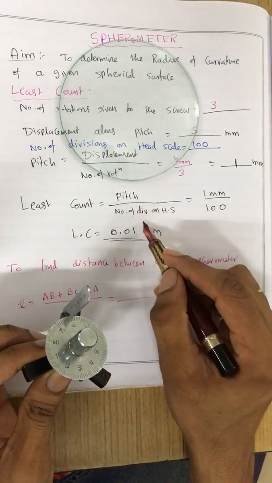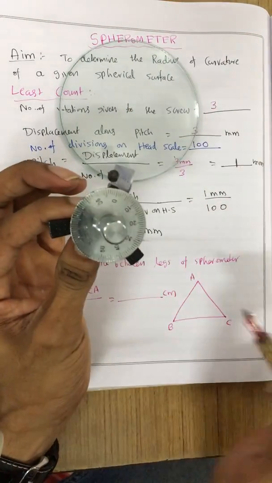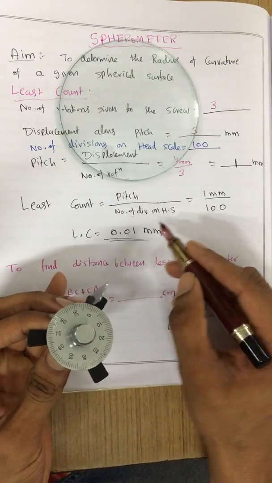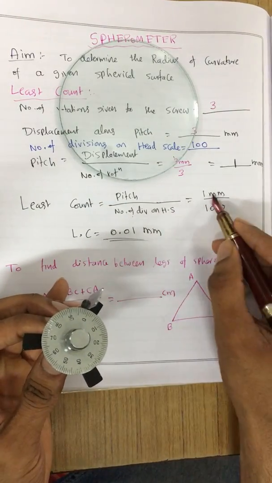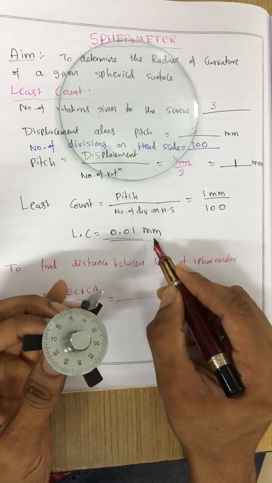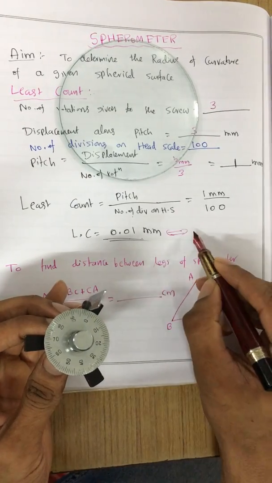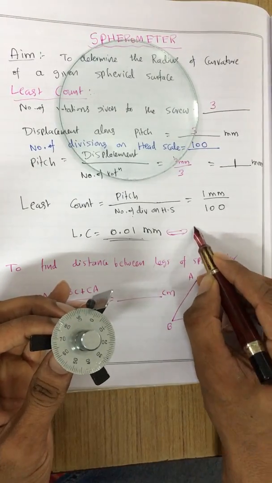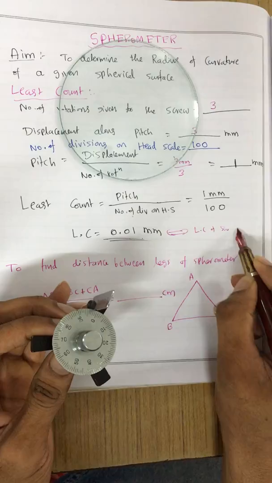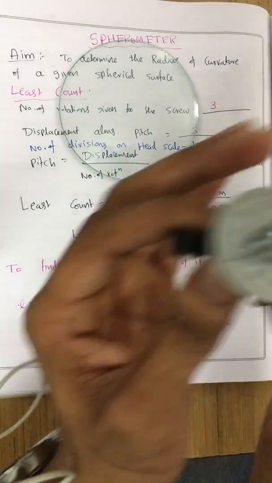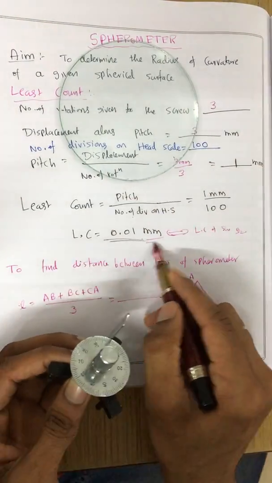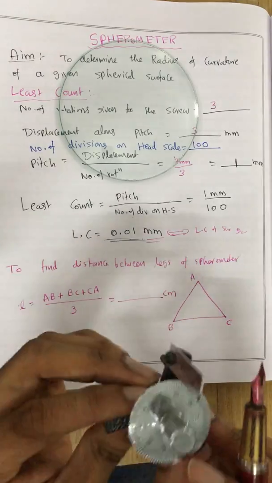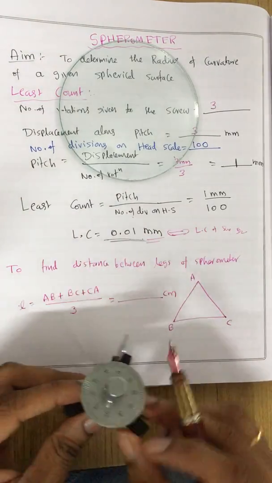Least count is pitch divided by the number of divisions on the head scale. The number of divisions on the head scale is actually 100. So the least count is 1 millimeter by 100, that is 0.01 millimeter, which is the same as the least count of a screw gauge. So we will get the final value in millimeters when we use this spherometer.